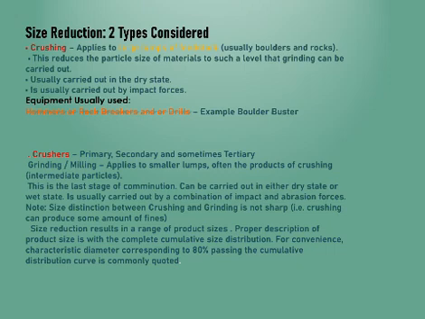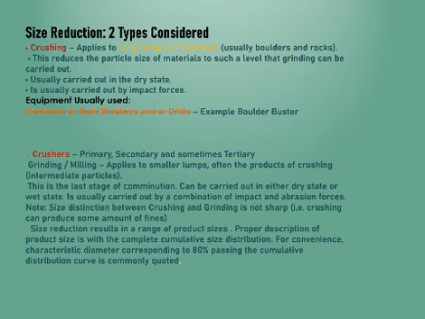Grinding or milling applies to smaller lumps, often the product of crushing, intermediate particles. This is the last stage of comminution. It can be carried out in either dry or wet state. It is usually carried out by a combination of impact and abrasion forces. Note: the size distinction between crushing and grinding is not sharp, that is, crushing can produce some amount of fines.